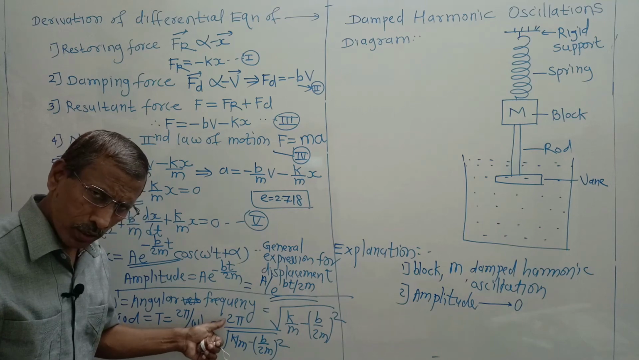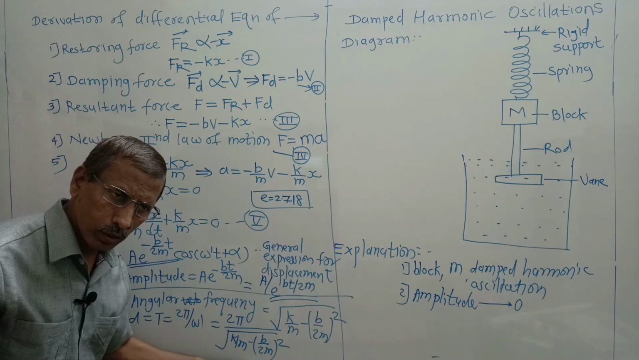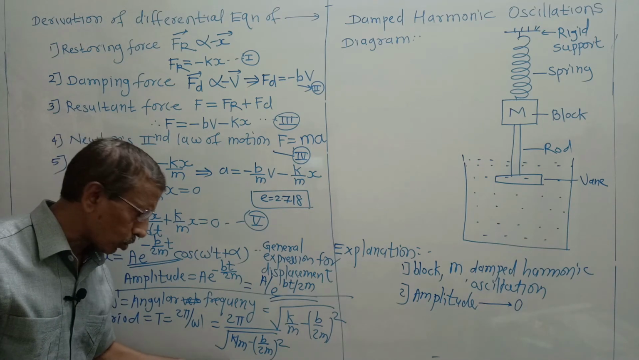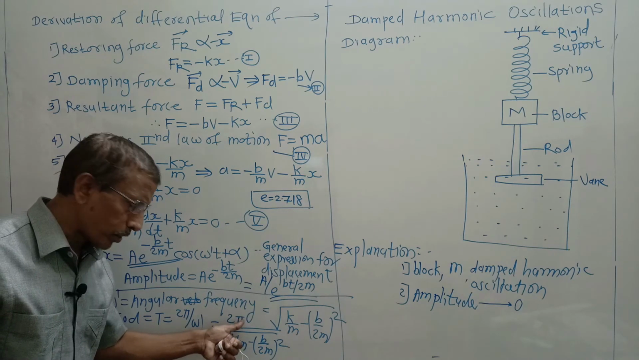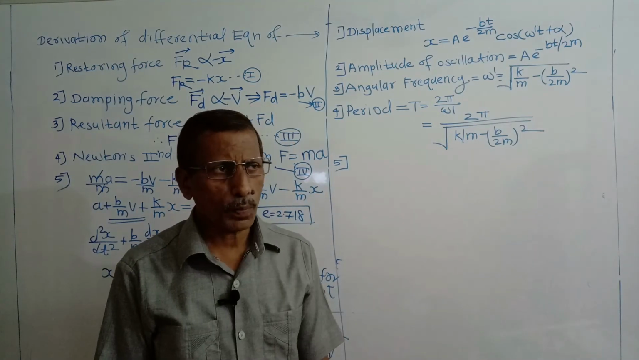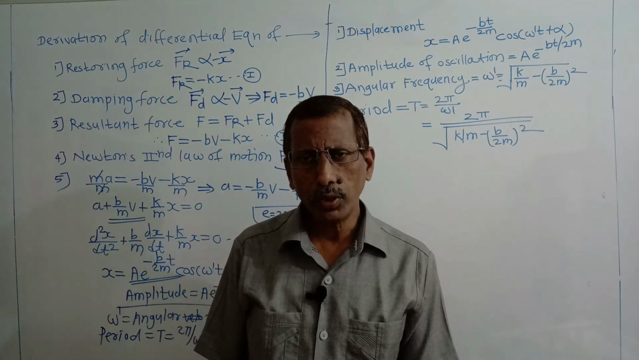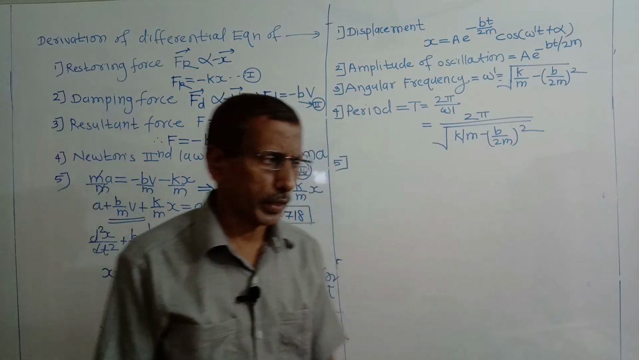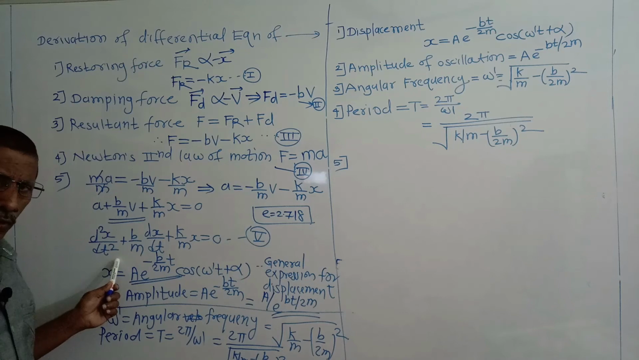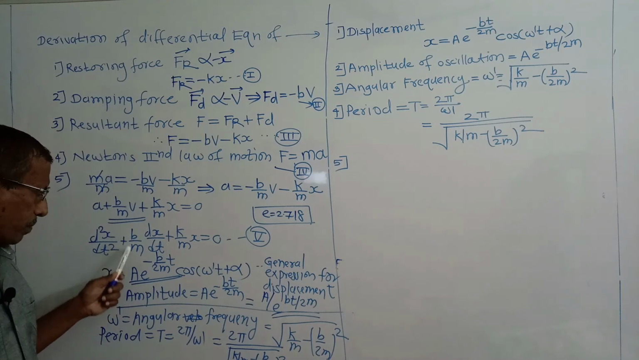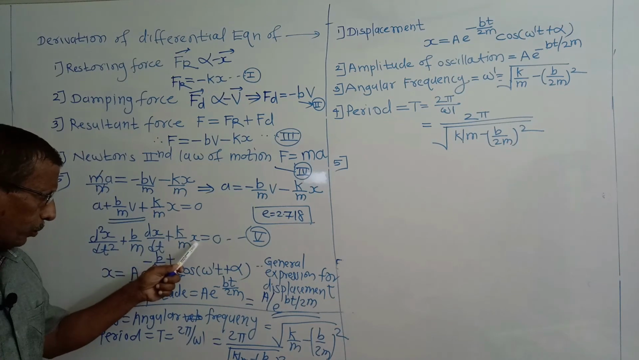2π is a constant. Here the value of this term becomes small, so its square root is also small, so the denominator becomes small; the numerator is a constant. So dear students, we obtain the differential equation of the damped harmonic oscillation, that is d²x/dt² + (b/m) dx/dt + (k/m) x = 0.